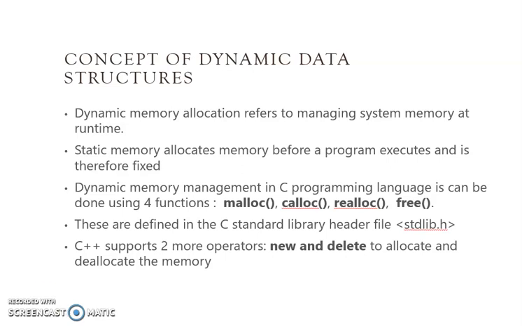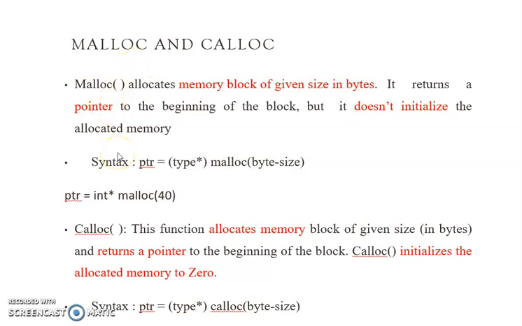Alright, so moving into the functions first, what malloc and calloc do. Basically malloc and calloc are similar, both allocate memory of given size in bytes, and both return a pointer to the beginning of that particular block that is allocated. But the difference is that malloc does not initialize the allocated memory. So if some garbage value is available in that, it will stay even after the allocation. But calloc will initialize the allocated memory block to 0, so all the garbage values will be overwritten.